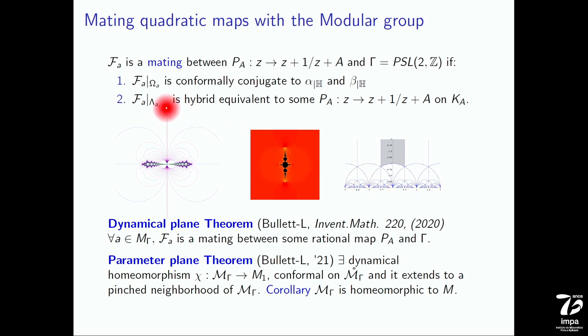And on the complement, we have a map of the form zeta plus 1 over zeta plus a on one part of the limit set and its inverse on the other side. And we managed to prove that for every a in the family, this correspondence is actually a mating between some rational map in the family P_A and the modular group. And also that there is a dynamical homeomorphism between the connectedness locus for the family of correspondences and the connectedness locus of the family Per_1(1).